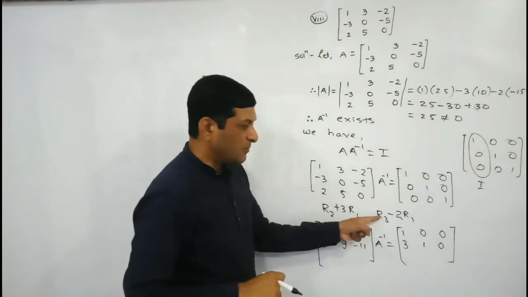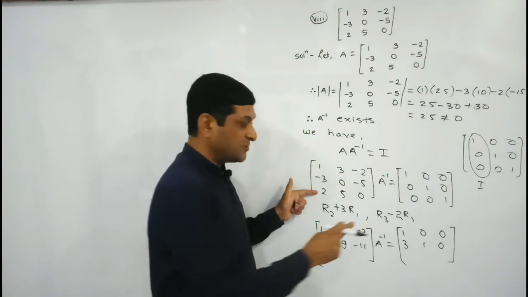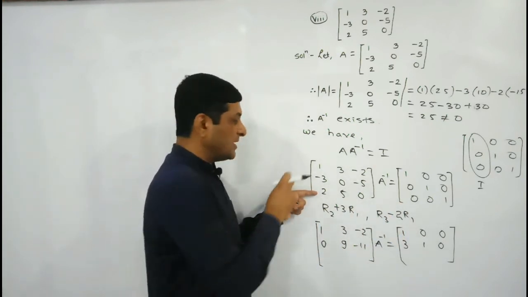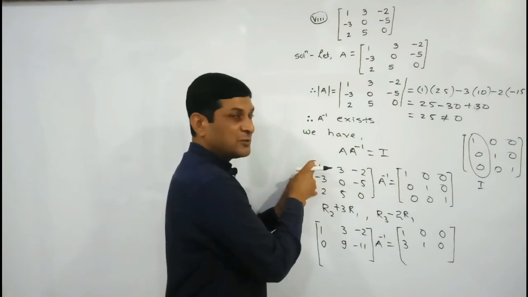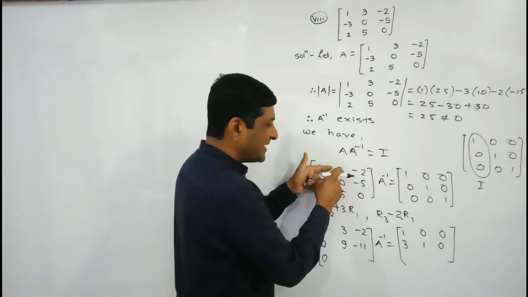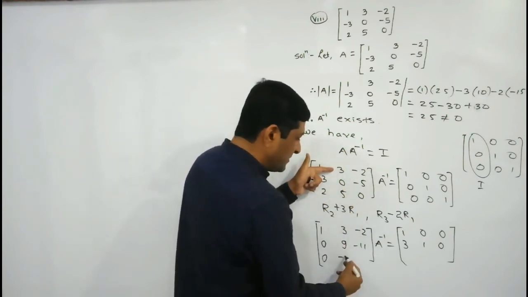Now perform this operation on the elements of R3. So these are the elements of R3. We are using the corresponding element of R1 and we are multiplying R1 by minus 2. Multiply by minus 2. 1 into minus 2 is minus 2. Minus 2 plus 2 will become 0. Multiply by minus 2. Here we will get minus 6. Minus 6 plus 5 will be minus 1.